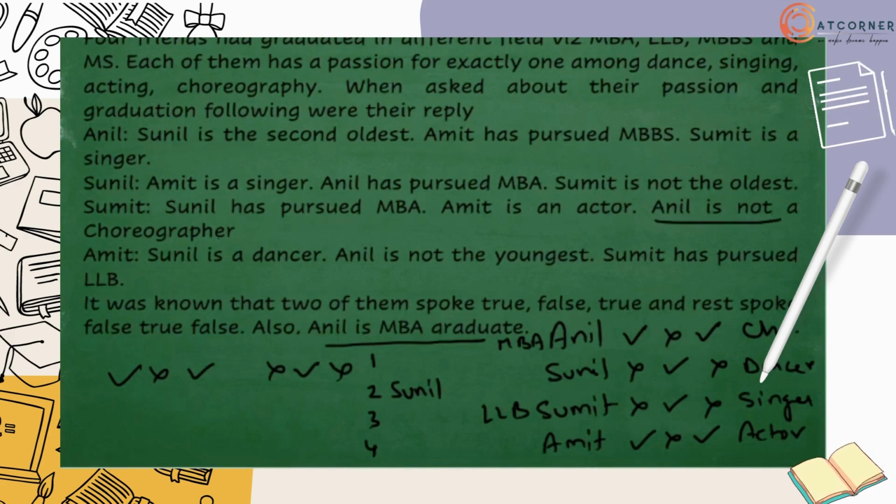For example, we'll cross check here. According to Sumit's third statement, Anil is not a choreographer, which is false. And if we see, Anil is a choreographer. That means a not statement that is false, that statement will be true. So we'll apply this in the other statements also. Anil is not the youngest, and that statement is false. That means Anil is the youngest.